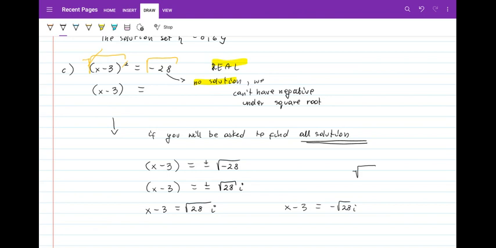I just want to simplify that. The square root of 28, by the way, is the same as the square root of 4 times 7, which will give you 2 square roots of 7. So let me just change that.